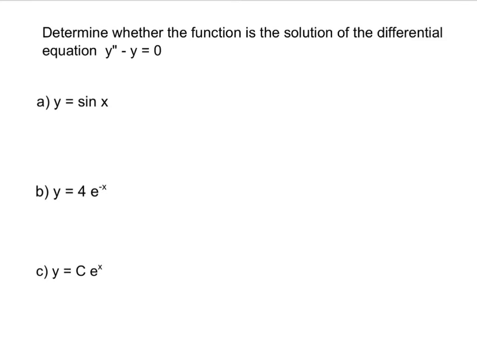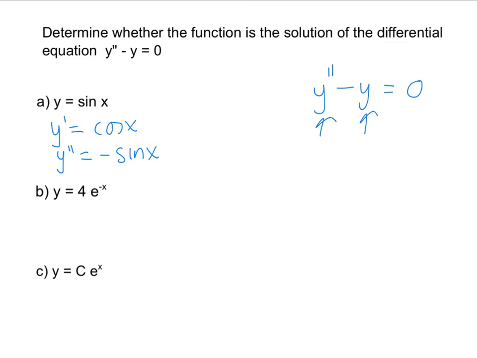So our first example is to determine whether the function is the solution of the differential equation y double prime minus y equals 0. And so first of all, we need to see if sine would be representative. So basically we're going to have the differential equation over here, and what we need are these pieces so we can substitute. So we know what y is. Y prime would be cosine x. Y double prime would be negative sine x. And so we put that in.